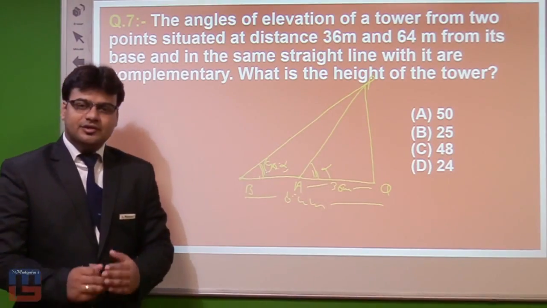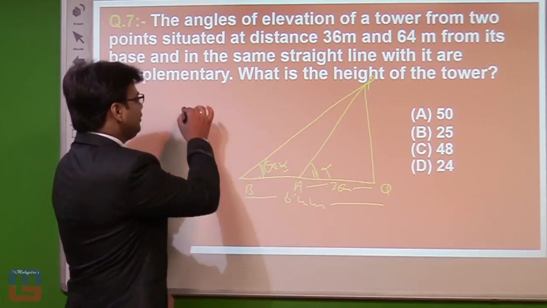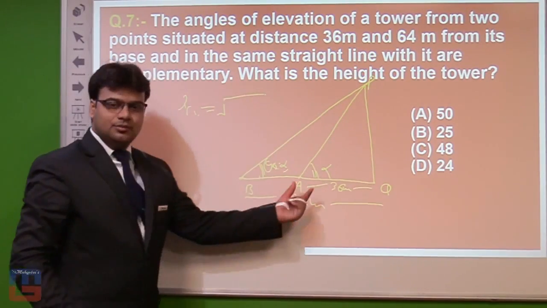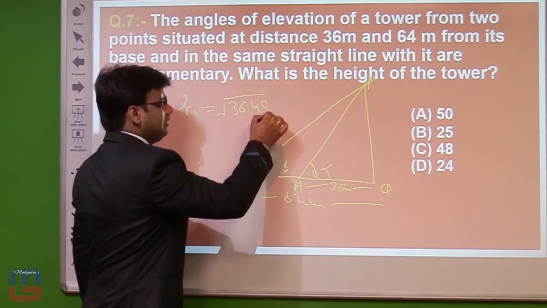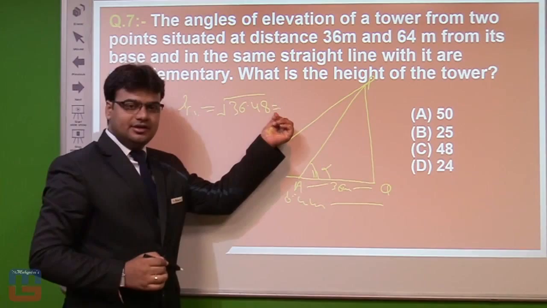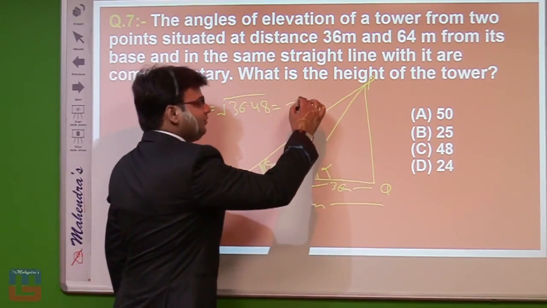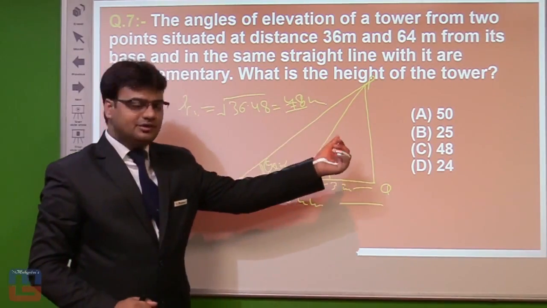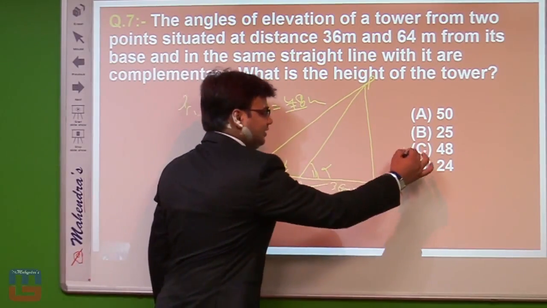In this type of question we use a direct shortcut. If the height is required, then height is equal to the square root of the product of both distances, that means the square root of 36 into 64. We know it is 6 into 8, which is 48 meters. We check which option has 48 meters. It is available in option C. So the correct answer is C.